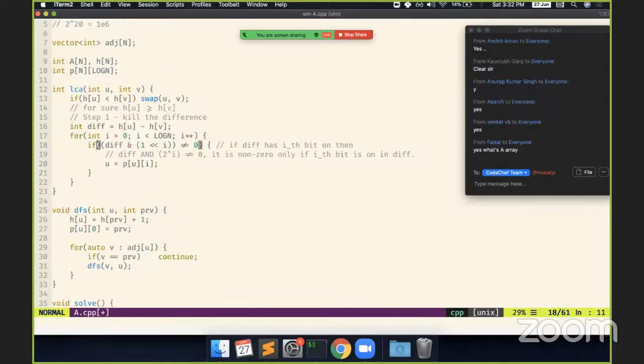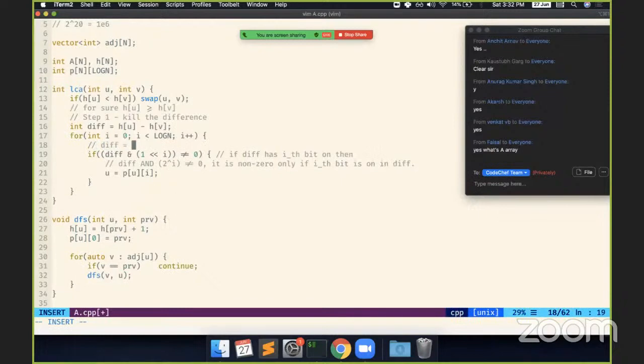And basically you're trying to kill the difference. Let's say the difference was 10 in heights. So you're saying difference is 8 plus 2, right? So I'm iterating over all powers of 2 from 0 to log n. And for each power of 2, I'm checking, is that bit on? In 10, what does the binary representation look like? It looks like this, right? So I first try the 0th bit, which is this guy. Then I try the first bit, then the second bit, then the third bit. Whenever I see a 1, this condition is triggered and I climb that many steps up.